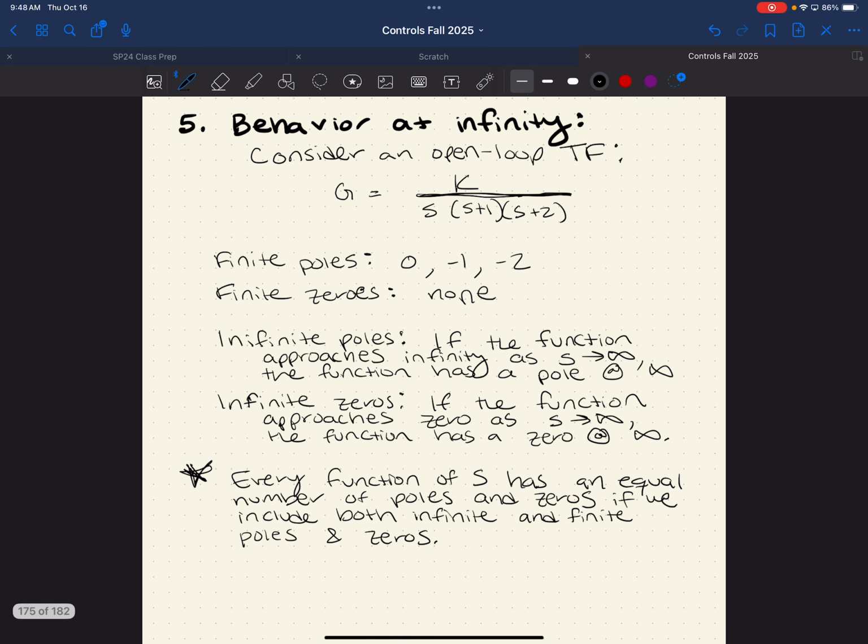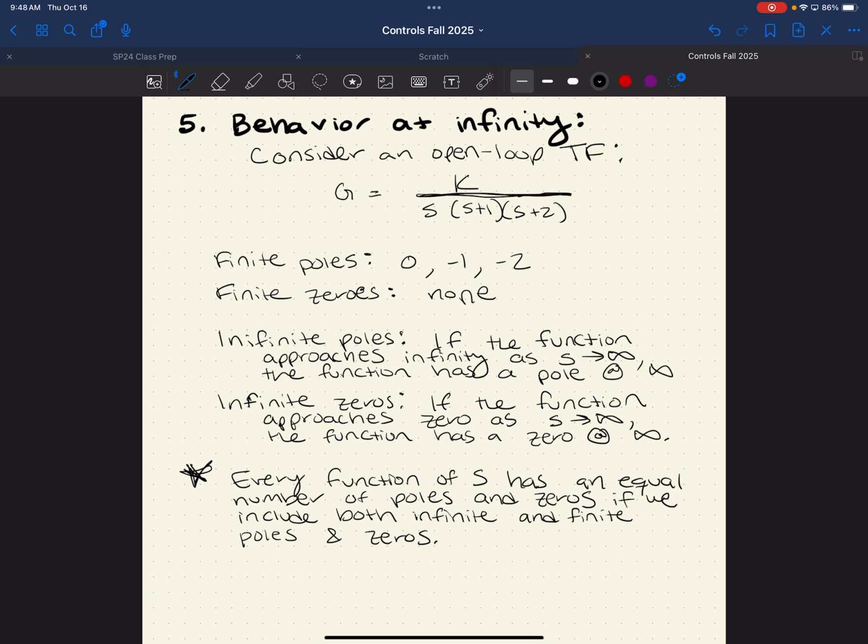Which kind of makes sense, right? Because we know that our branches have to start at poles, and they have to end at zeros. So they have to exist, right? There has to be a place for them to start and end, these branches. And so they're either finite and we can put them on the plane, or they're infinite and we draw that branch going off in infinity.